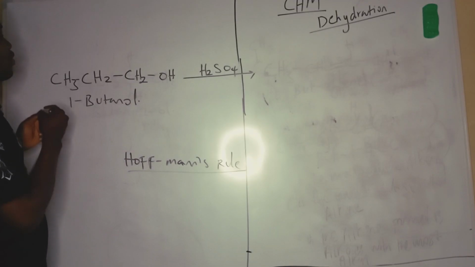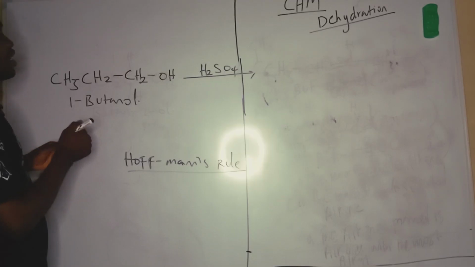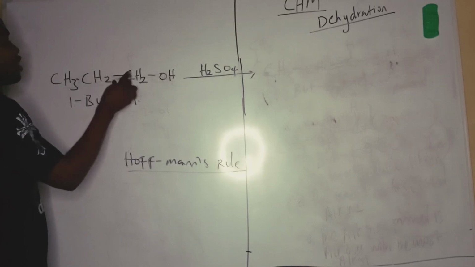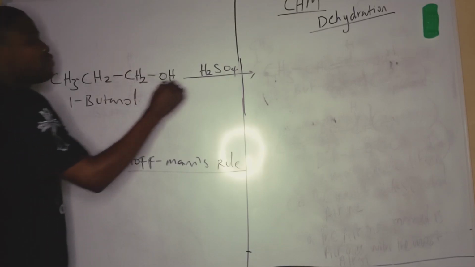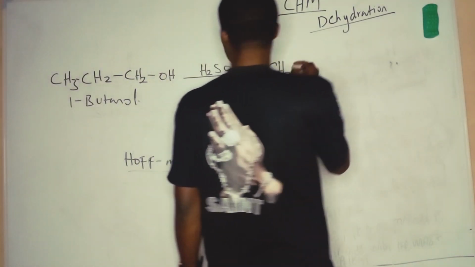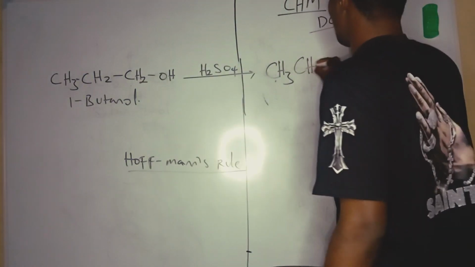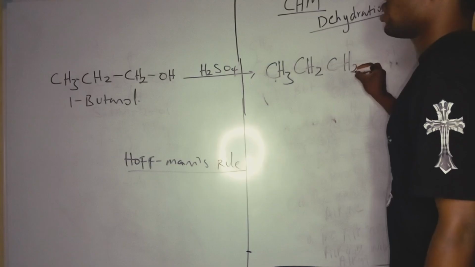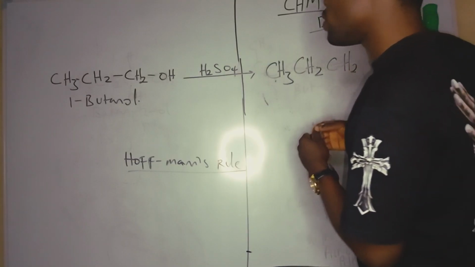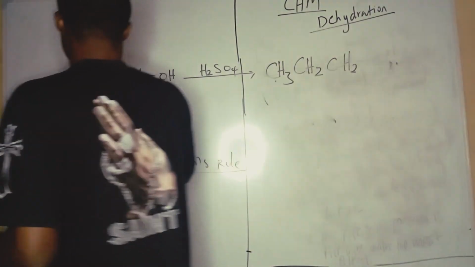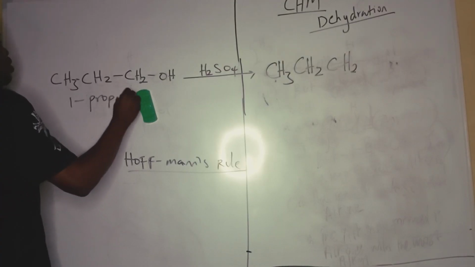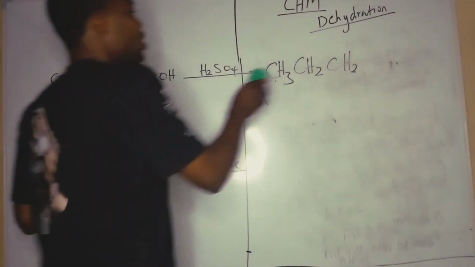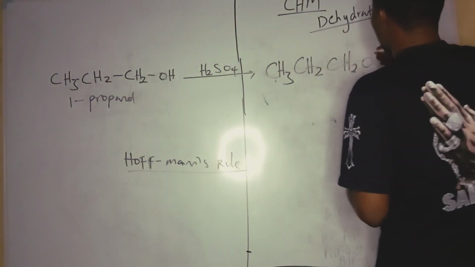All right. So for one butanol, if you check, this carbon has just one adjacent carbon. So what do I mean? Let me just show my products. CH3, CH2, CH2, okay, that's not one butanol, pardon me, that is one propanol. My bad, that's one propanol.